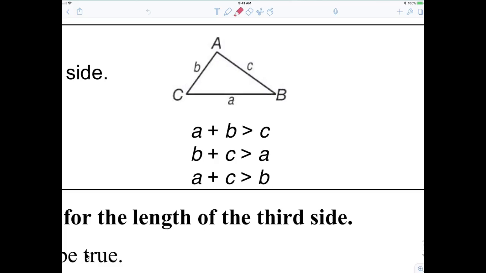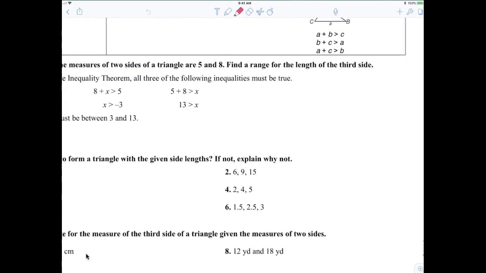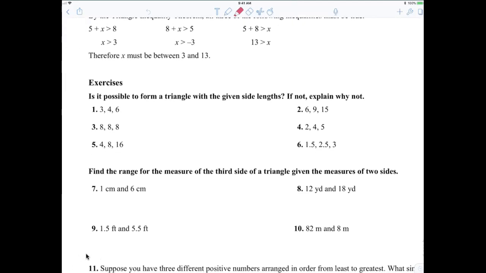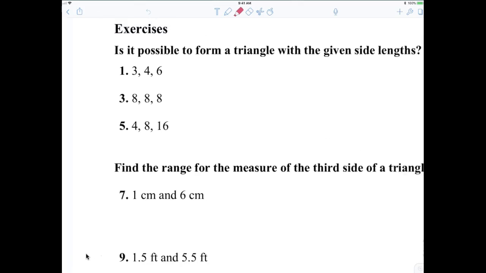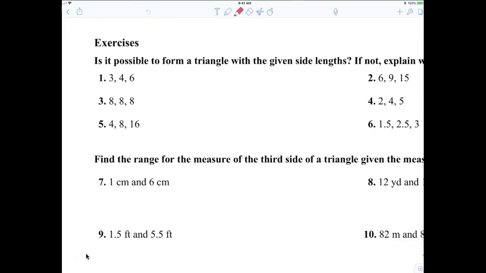A plus B has to be greater than C, B plus C has to be greater than A, and A plus C has to be greater than B. All right, so that's the relationship between the sides of a triangle. Now, I think what they want you to do is to come up with the possibilities here. So again, I really think this is super easy. Is it possible to form a triangle from 3, 4, and 6?